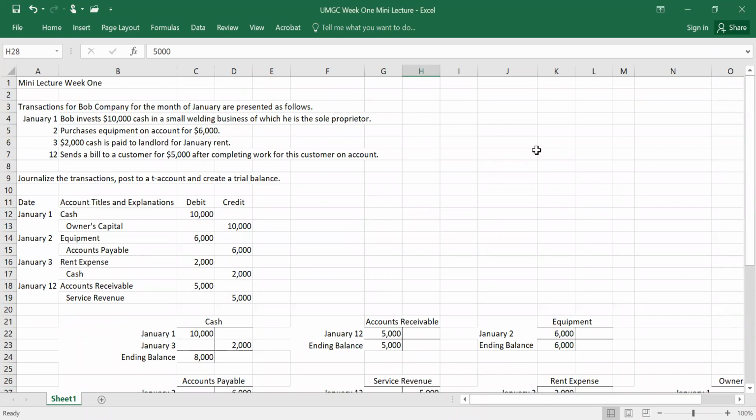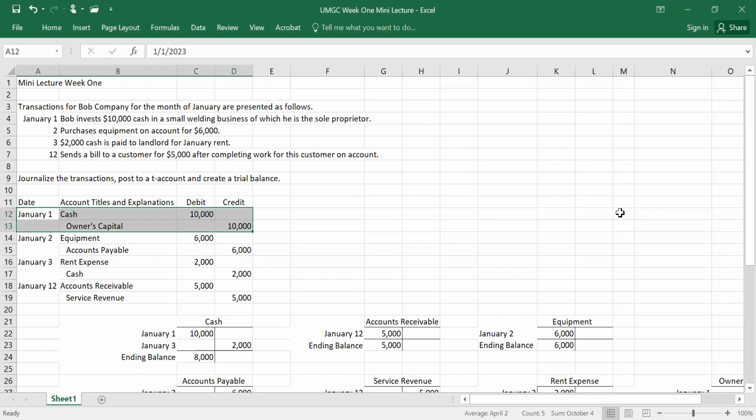So these are some transactions for Bob Company for the month of January. On January 1st, Bob invests $10,000 cash in a small welding business of which he's the sole proprietor. So he's the only owner, and this is what he's doing. The way we would record that is on January 1st, we would debit cash, credit owner's capital. We would also include some type of explanation below it. For example, we might say, owner invests cash in business.